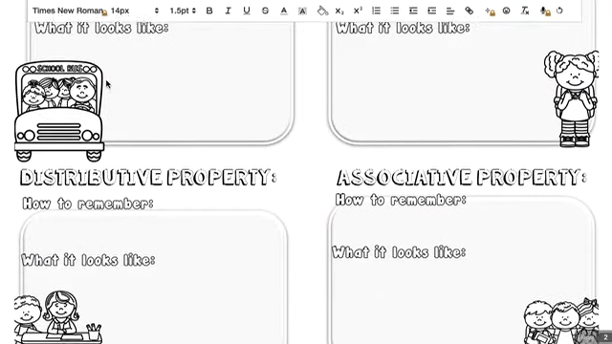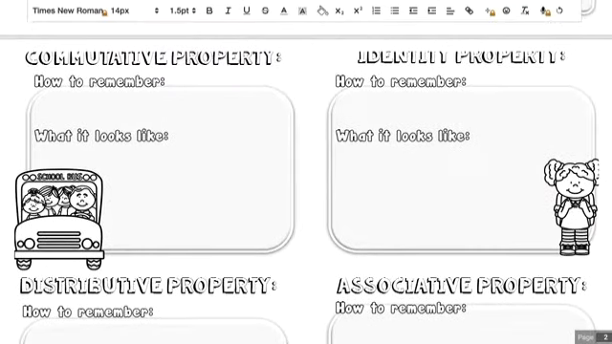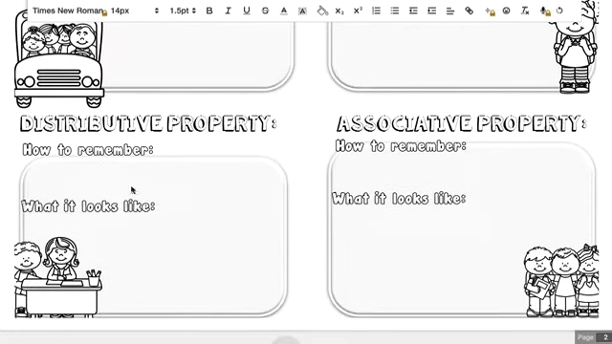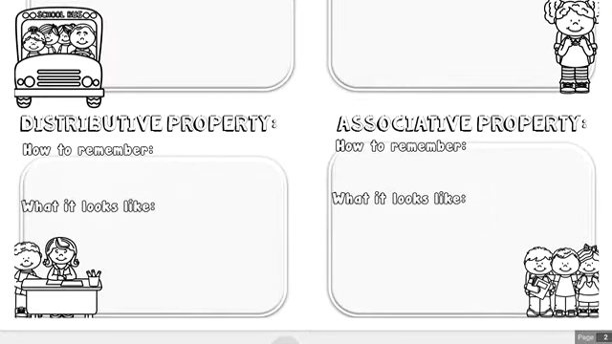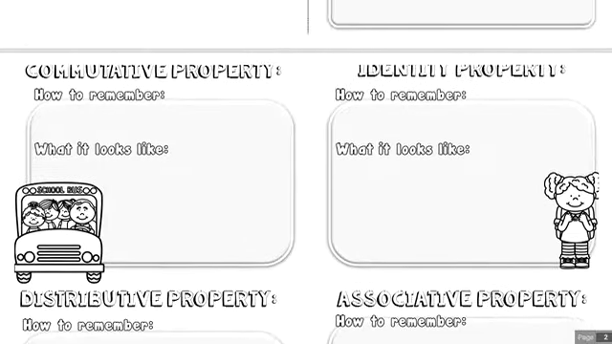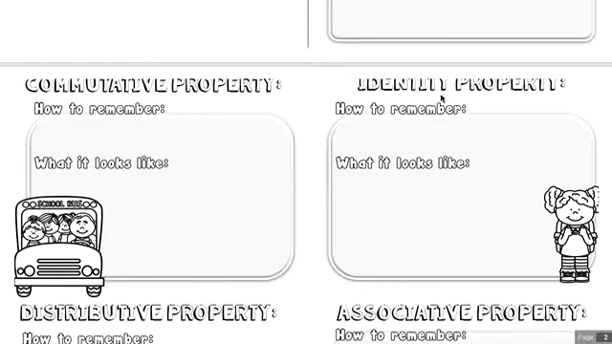There are 4 properties that we're going to talk about today. The first one is the commutative property. The second one is the identity property. The third one is the distributive property. And the fourth one is the associative property. I know in our paper they go up and down, but on my computer it just makes more sense for me to do it right side up. So I'm going to go commutative to identity, distributive to associative.